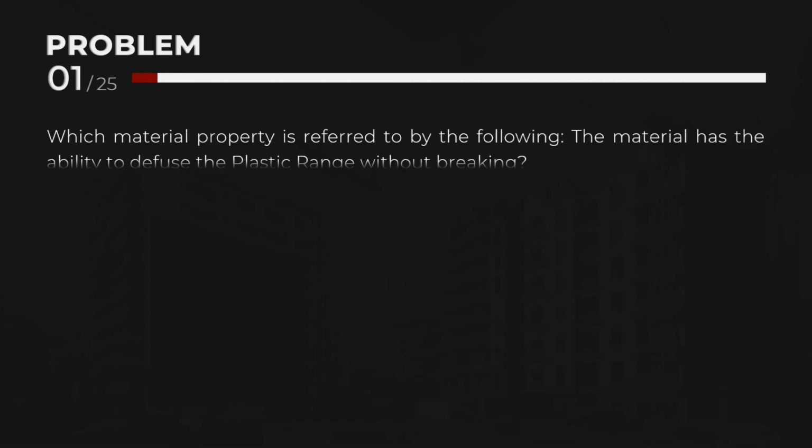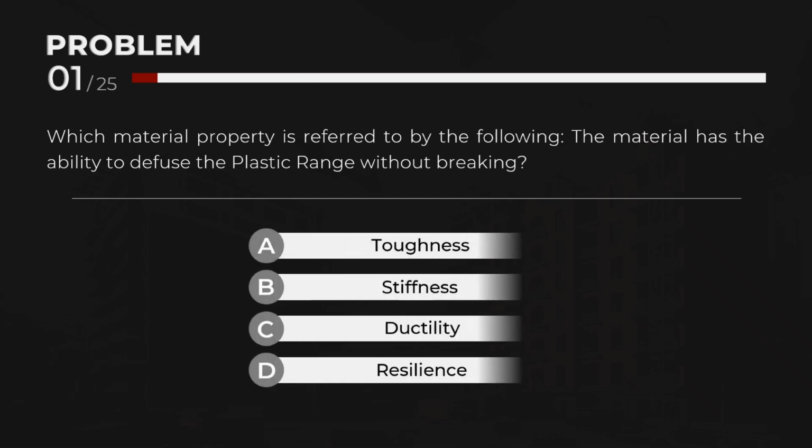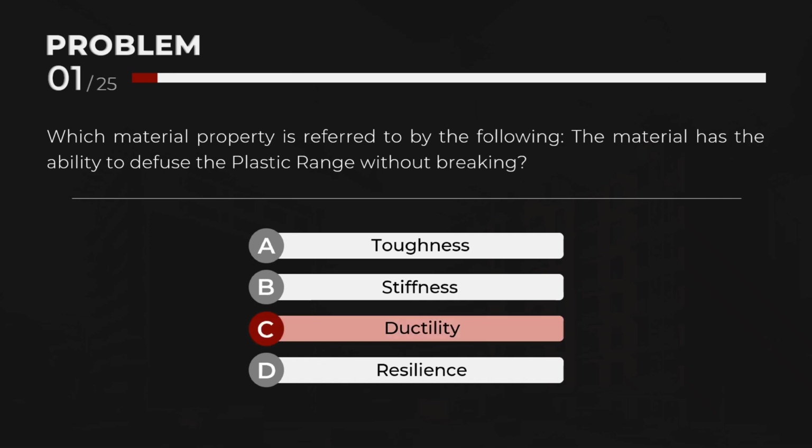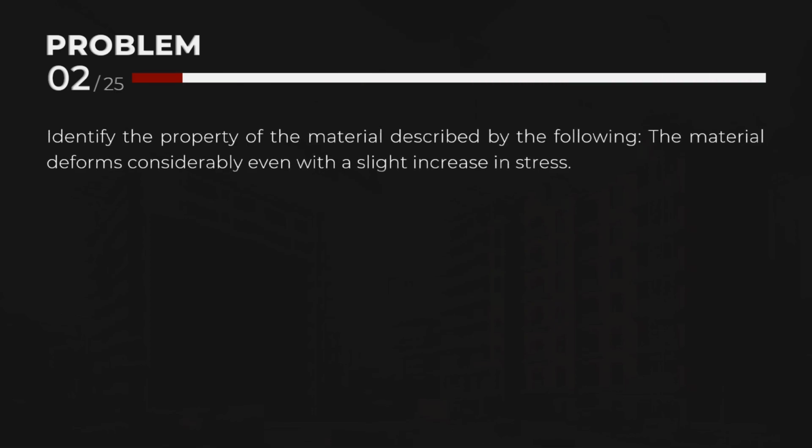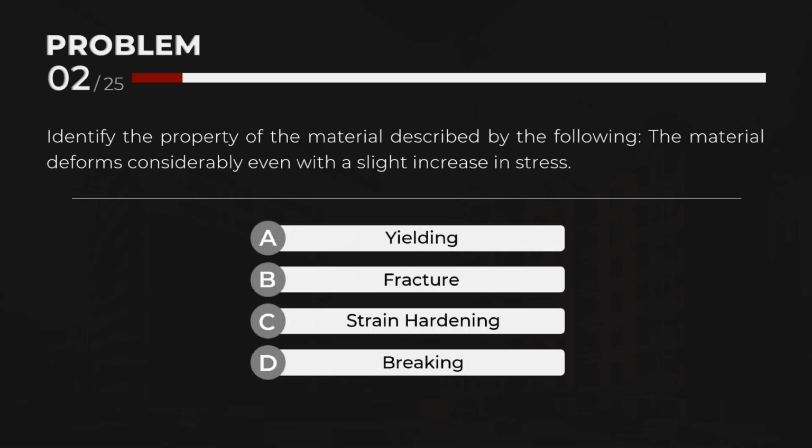Which material property is referred to by the following? The material has the ability to diffuse the plastic range without breaking. C. Ductility. Identify the property of the material described by the following. The material deforms considerably even with a slight increase in stress. A. Yielding.